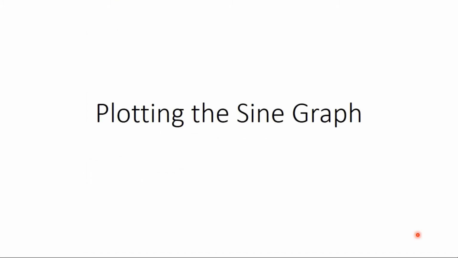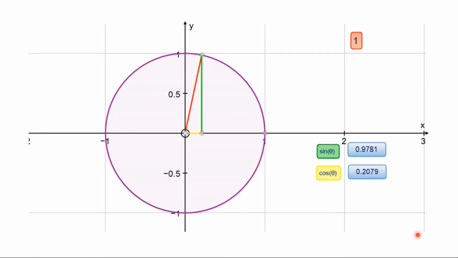We are going to be looking at how we can plot what we call the sine graph, or sometimes the sine curve. Essentially, we're going to be putting all of the values of sine onto our usual xy coordinate grid. So we're going to have a pair of axes and we are going to show how we can plot the various points for sine. To do this, we are going to be using this unit circle once again.